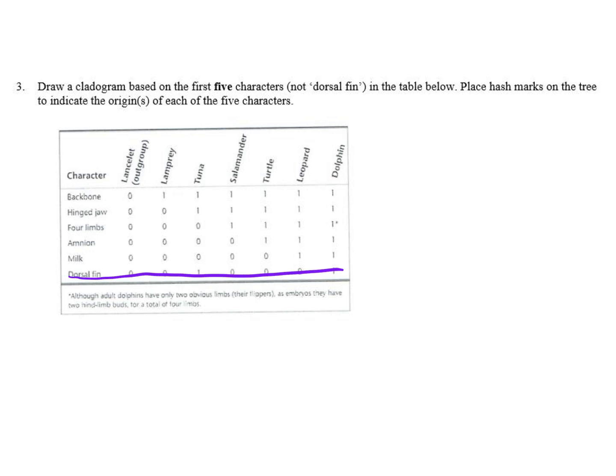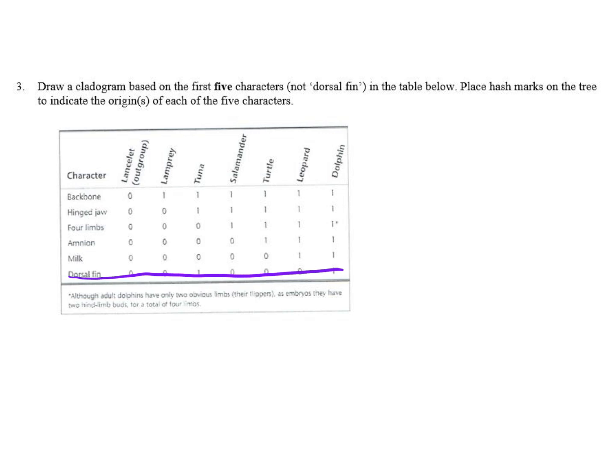So you see the backbone, right? The 1s indicate they have it. The 0s mean they don't. So a Lancelot does not have a backbone. The rest do. Hinged jaw, lamprey and Lancelot do not. The rest do. So you see it's kind of in that order where you start with the 0s and then you go with the 1s. The nice thing is that this is in order, the order of how closely related they are. The more things they have in common, the closer related they are to the next animal.